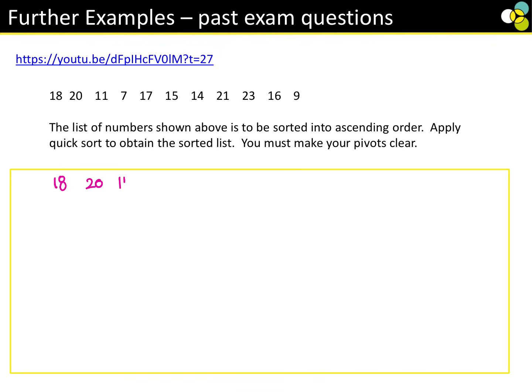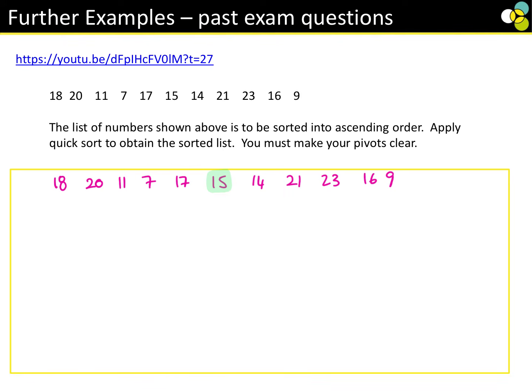18, 20, 11, 7, 17, 15, 14, 21, 23, 16, and 9. Okay, so that's 11 numbers: 5, then the middle one, then 5. So 15 is now our starting pivot. Okay, we need to make it clear that this is our pivot.